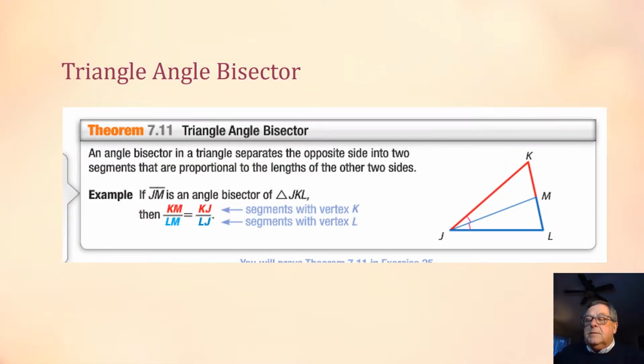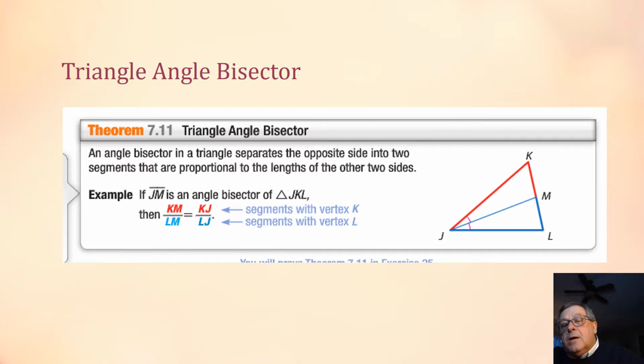Last up for this chapter section, we're going to consider the triangle angle bisector and use it to solve problems. An angle bisector in a triangle separates the opposite side into two segments that are proportional to the length of the other two sides. Let's repeat that. An angle bisector in a triangle separates the opposite side into two segments that are proportional to the length of the other two sides.